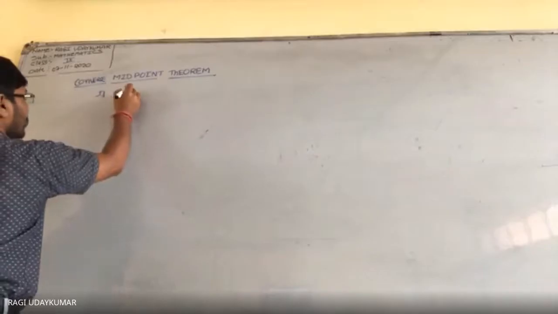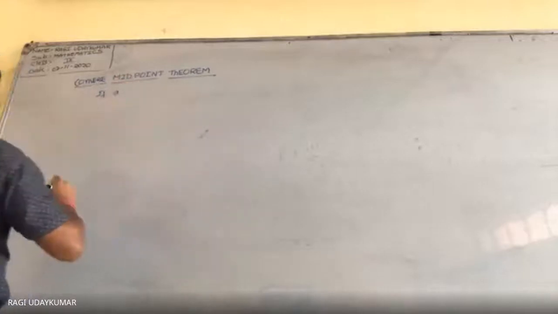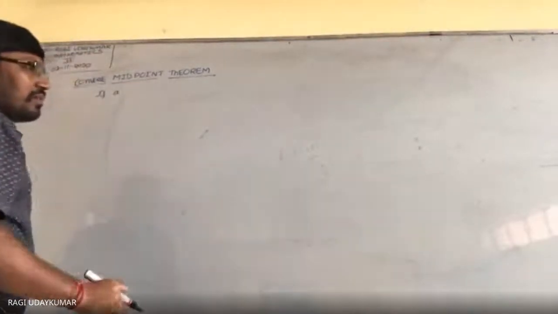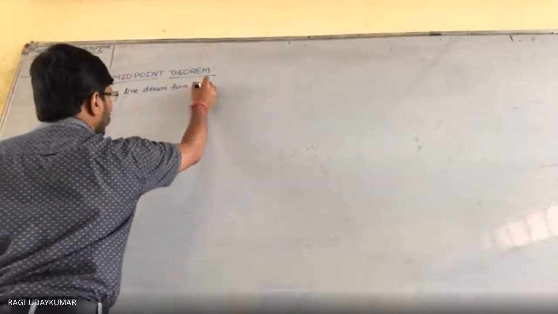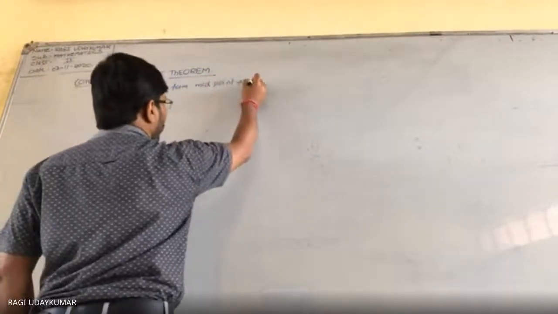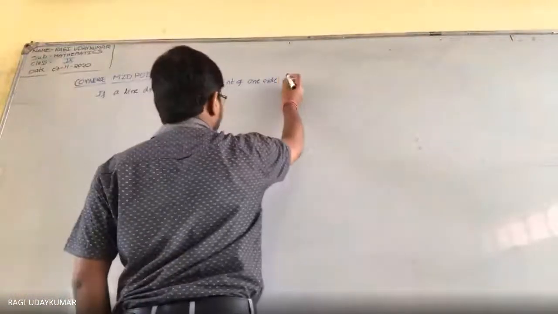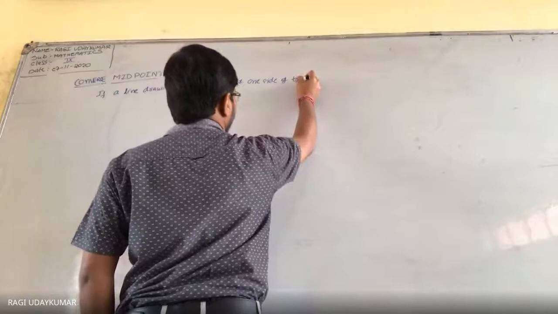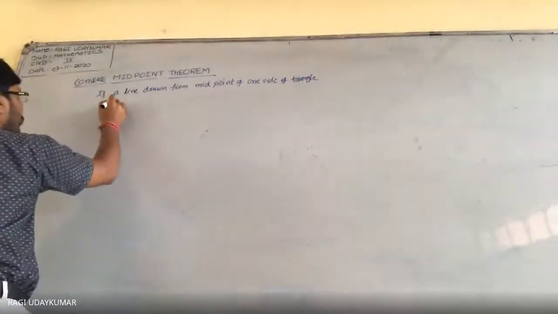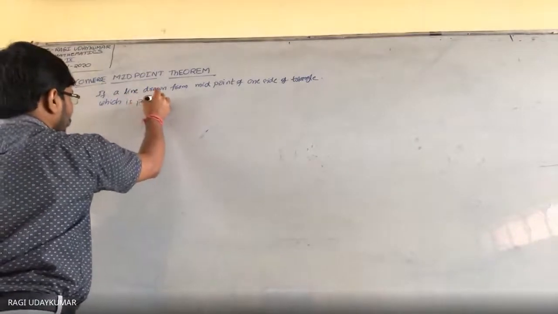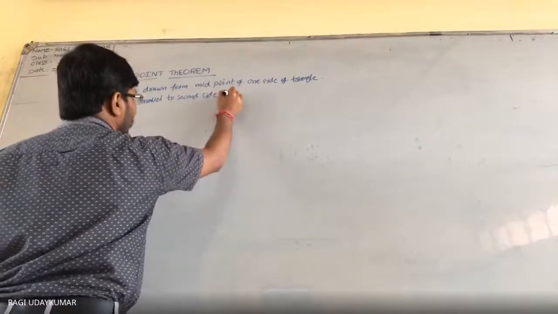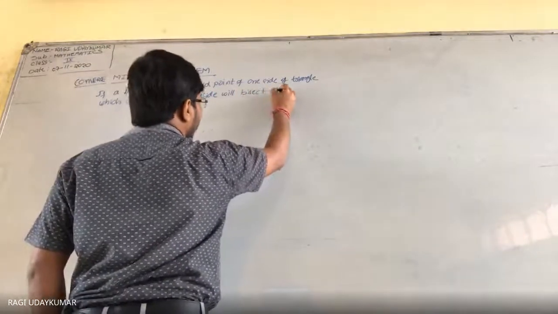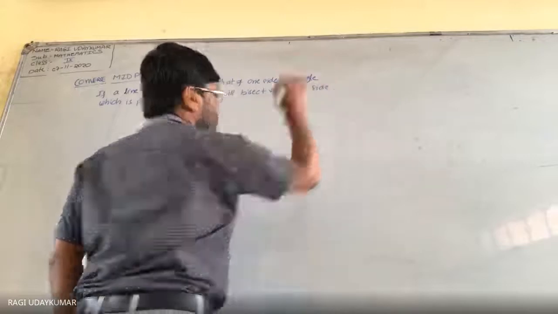If a line drawn from the midpoint of one side of triangle which is parallel to the second side will bisect the third side. This is a statement.